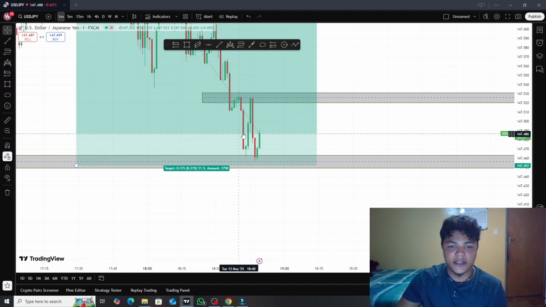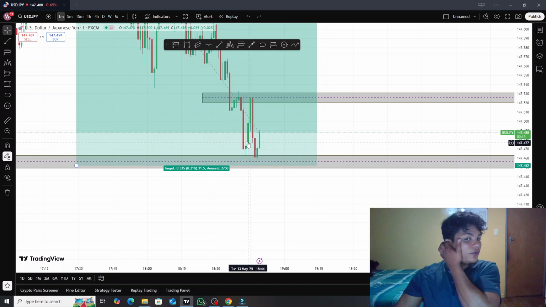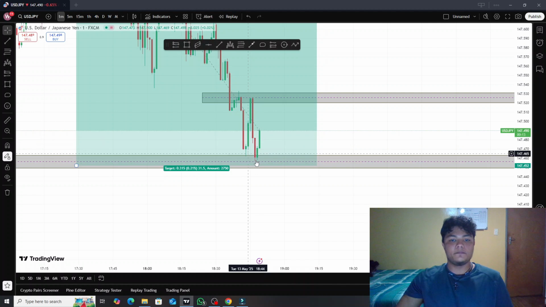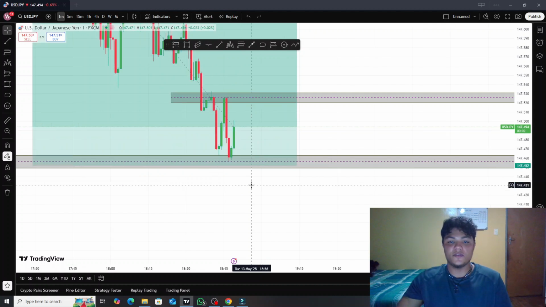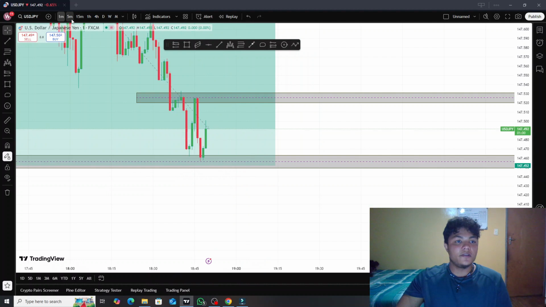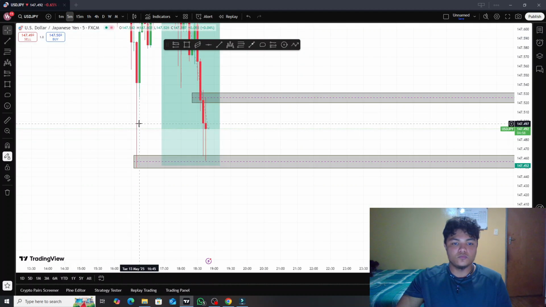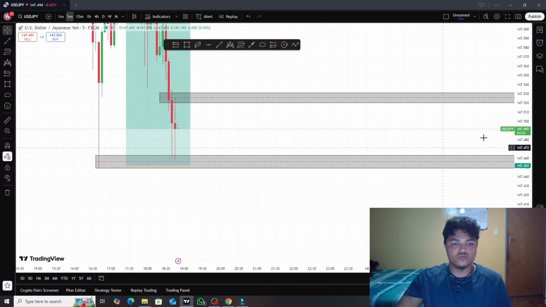You see, it made an evening star candlestick pattern. If this was on the 4 hours now, I would have been out already. But this is on the 1 minute, and like I mentioned, candlestick patterns don't work so well on the 1 minute and 5 minute time frames. Let's see what's happening in the 5 minute time frame.